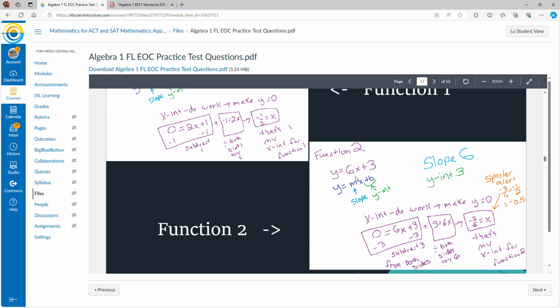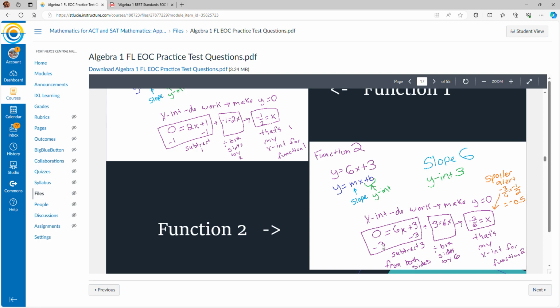My slope was 6 because that's what is in front of the x. My y-intercept is 3 because on the end of my equation I have a +3. Y equals mx plus b, plus 3. Y-intercept is 3. So to find the x-intercept, I had to make my y equal to 0. So 0 equals 6x plus 3.